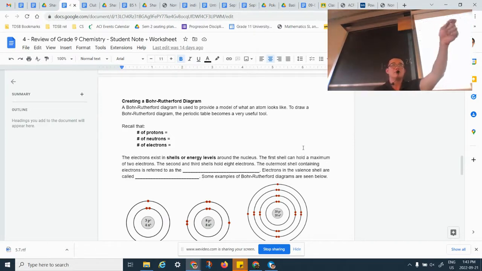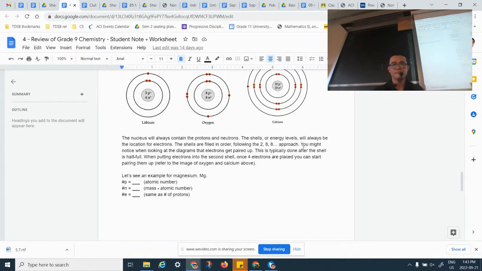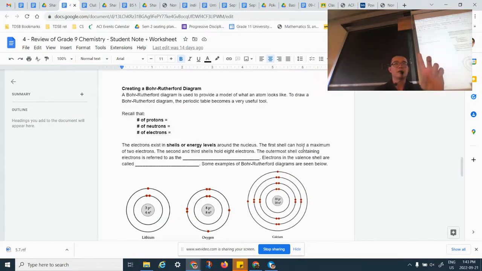You should be able to say, 2, 8, and 1 means the first shell has 2 electrons, the second shell has 8, and the other shell has 1. So in this case, a total of 11 electrons, so it should be sodium. Be prepared to have something like that. Any questions so far?